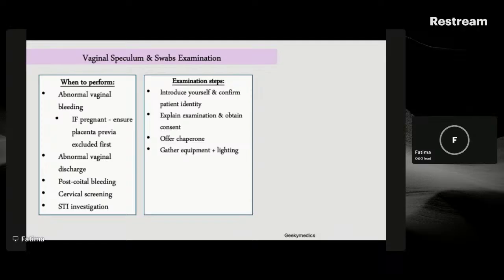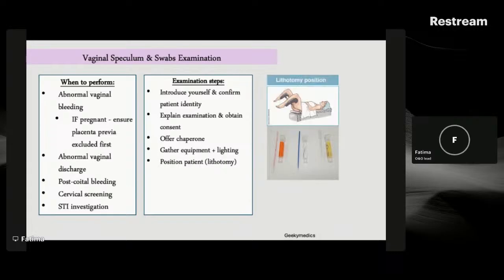You offer a chaperone, because it's an invasive, intimate kind of procedure. You gather your equipment and ensure that there's good lighting, which is very important, because if there's not good lighting, you won't really be able to see anything. And so equipment includes your swabs, and in the next slide you'll see further equipment to that. You need to position the patient in a lithotomy position, which is what the image is showing.